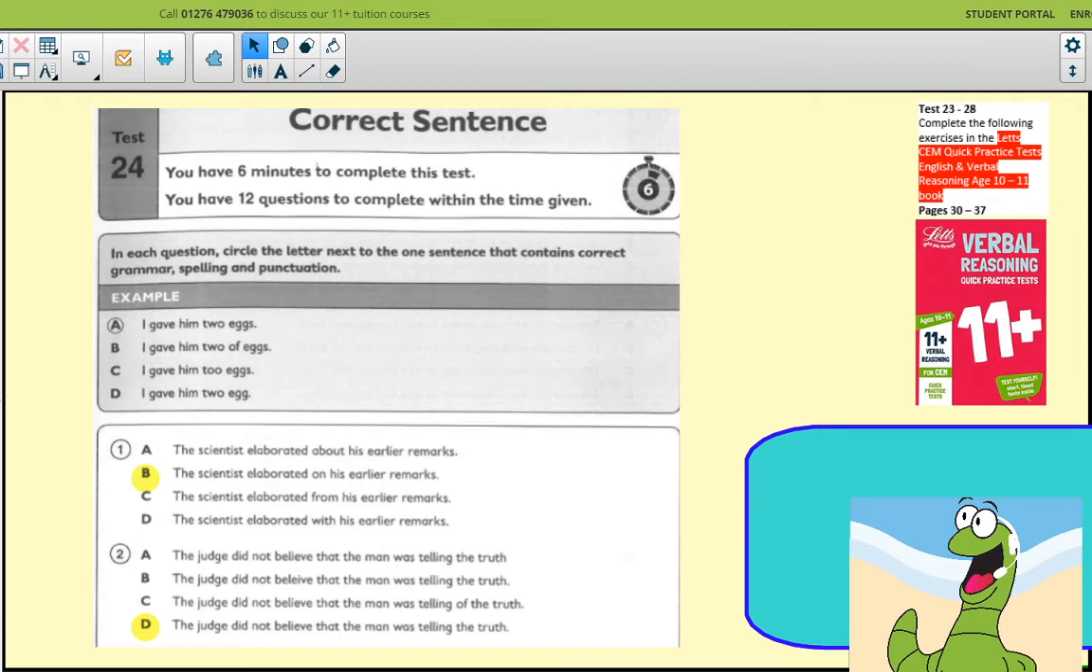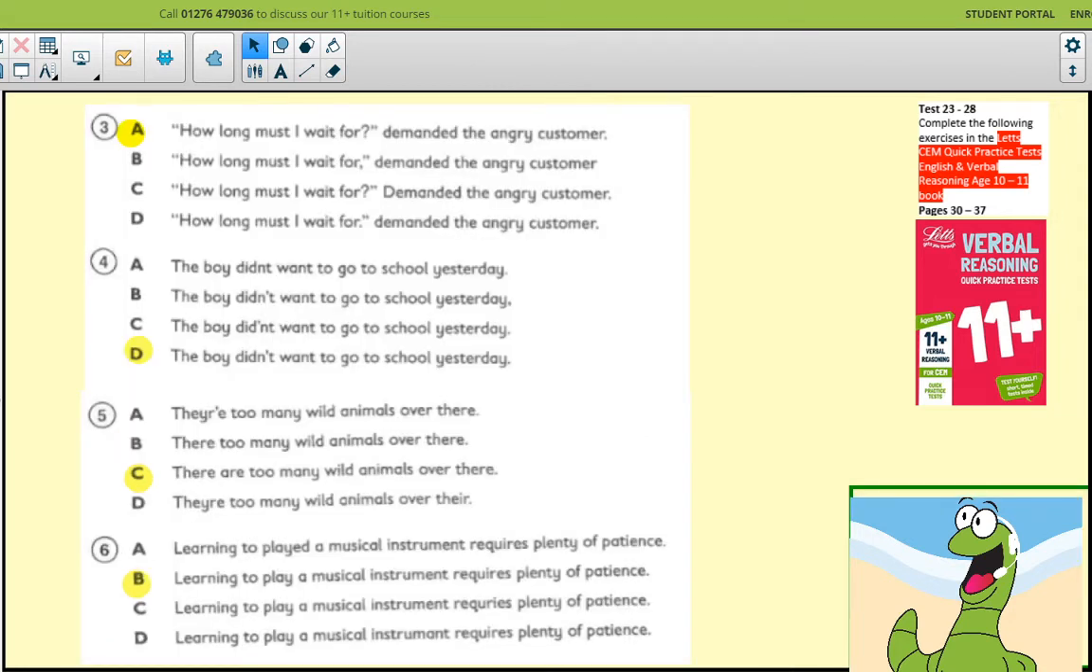Number 2 was D. The judge did not believe that the man was telling the truth. I had to look closely at A, why that wasn't correct. There's no full stop at the end. The spelling of believe is wrong in this example. Was telling of the truth is not grammatically correct. So you have to look very carefully at these options.